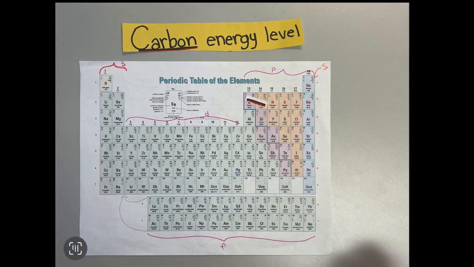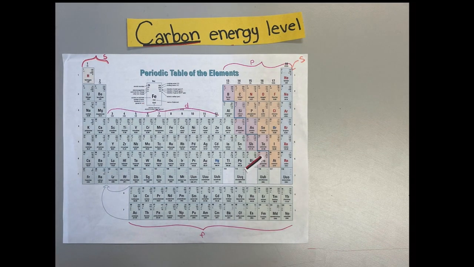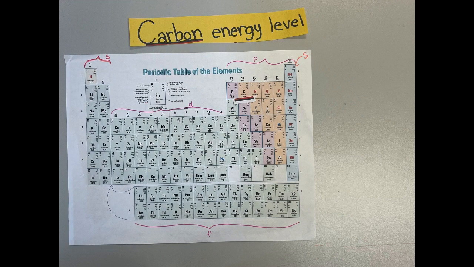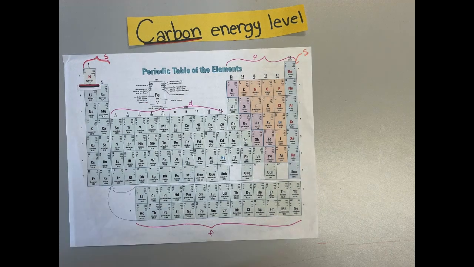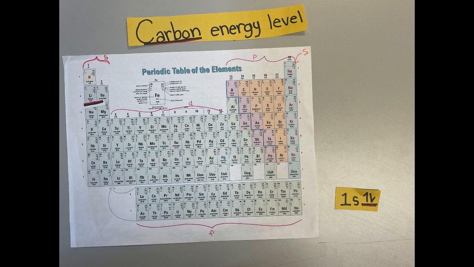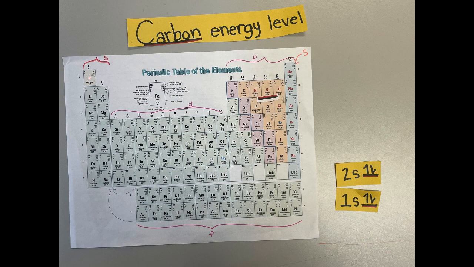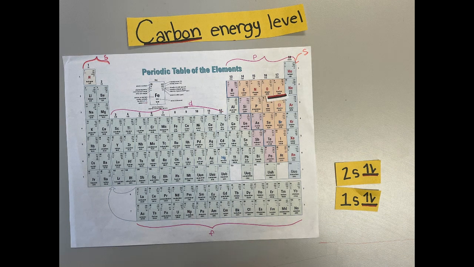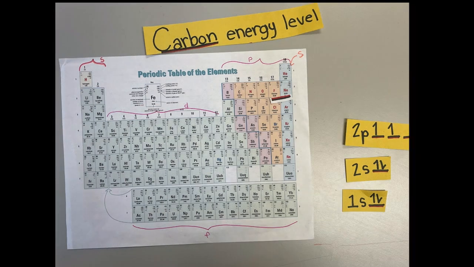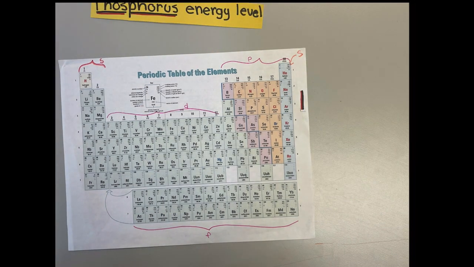So let's start with carbon. Let's find carbon on the periodic table. Alright, there is our carbon, so let's take a look at the different groups we pass through. We have 1s, 2 electrons, 1 orbital. Next we pass through 2s, 2 electrons again and 1 orbital. Next we go through 2p, 1, 2, 3, 4, 5, 6. That's 3 orbitals, but we're only using 2 electrons, so 2p, 2 electrons, 3 orbitals.